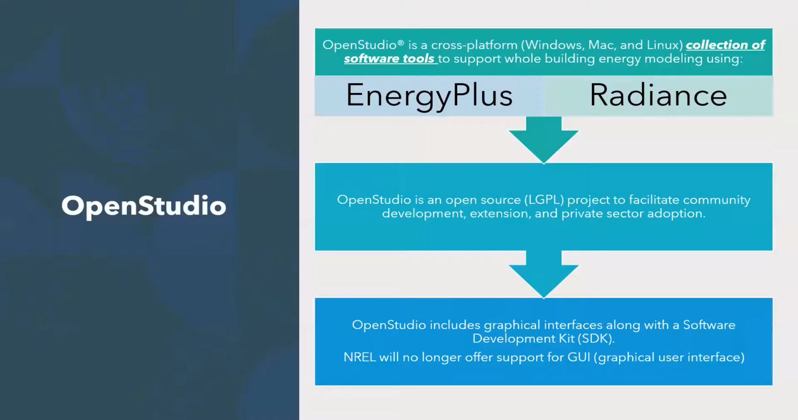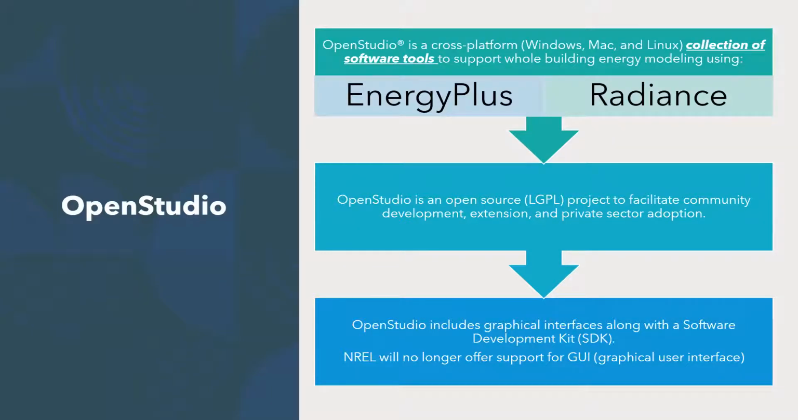So OpenStudio itself is a cross-platform collection of software tools to support whole building energy modeling using EnergyPlus and Radiance. It's open source, so it's free. And it was designed that way to facilitate community development, extension, and eventually the private sector adoption, which is what we have been seeing the past couple of years.